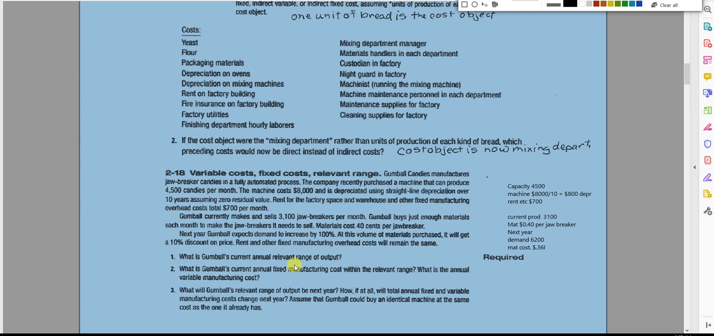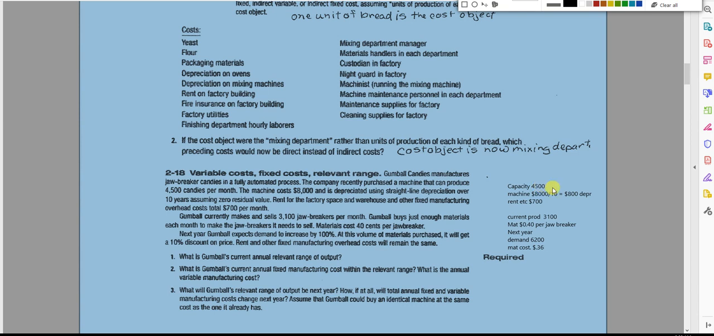the relevant range of the output. The relevant range of the output is the range at which fixed costs will stay at $800 and $700 total, so $1,500, and the range at which it's 40 cents. So obviously the range can't be 6,200 because my variable costs change. So the range of output is 0 to 4,500 because that's my capacity.